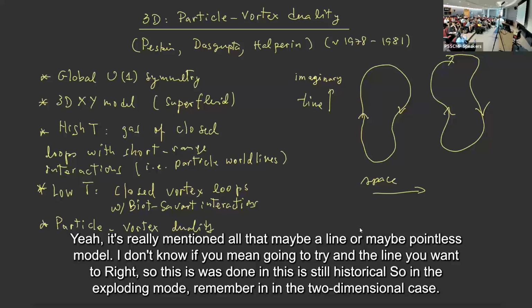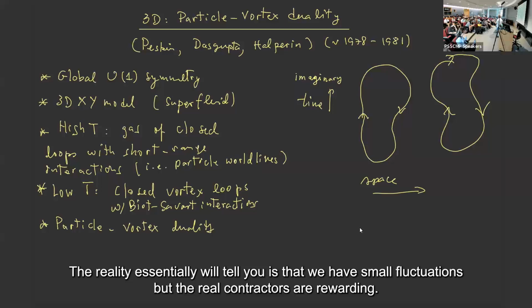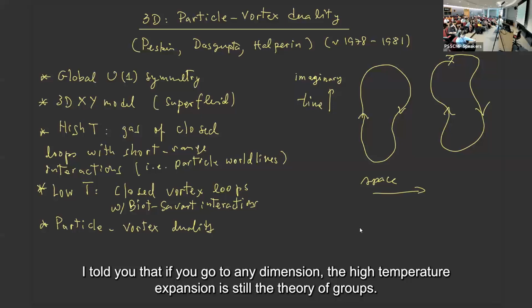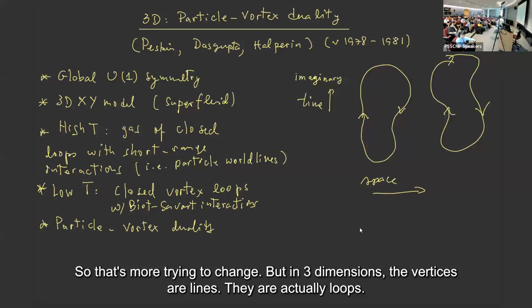So in the XY model, remember in the two-dimensional case, the duality essentially tells you that you have small fluctuations, but the real actors are the vortices. Whereas in the high temperature regime, you have these loops. But in two dimensions, the vortices are point-like and the loops are loops. I told you that if you go to any dimension, the high temperature expansion is still a theory of loops. So that's not going to change. But in three dimensions, the vortices are lines, are actually loops themselves.